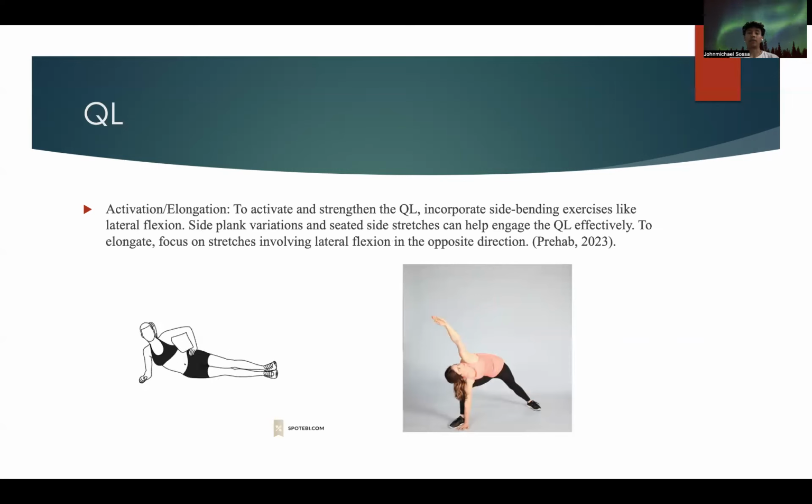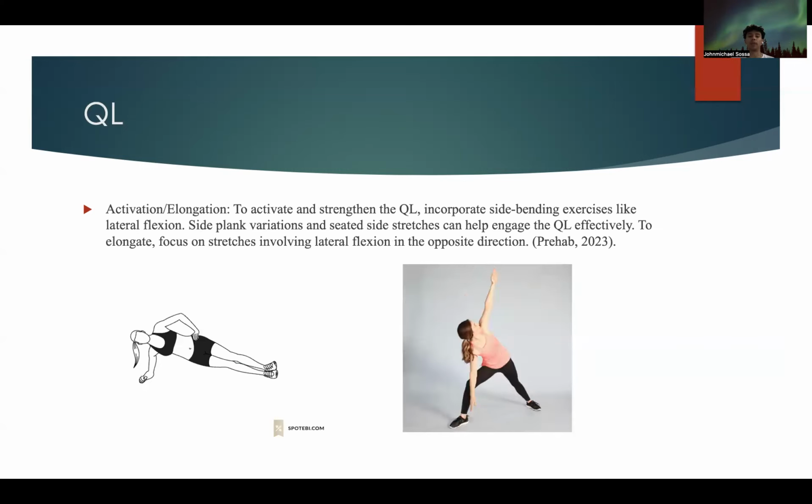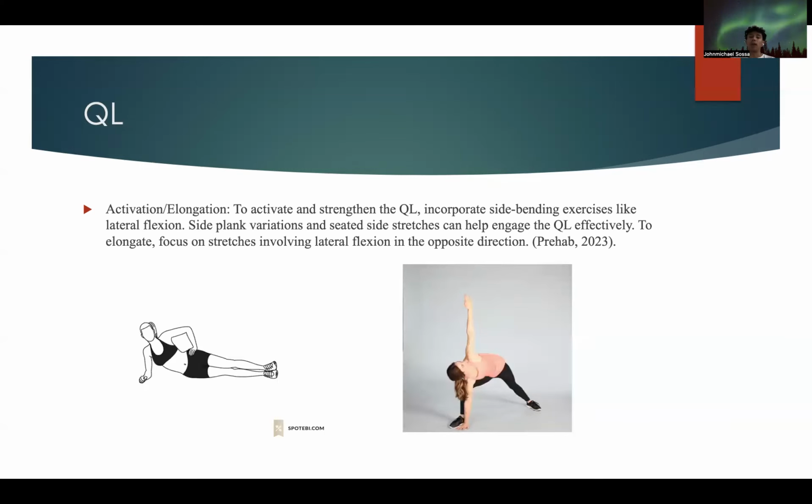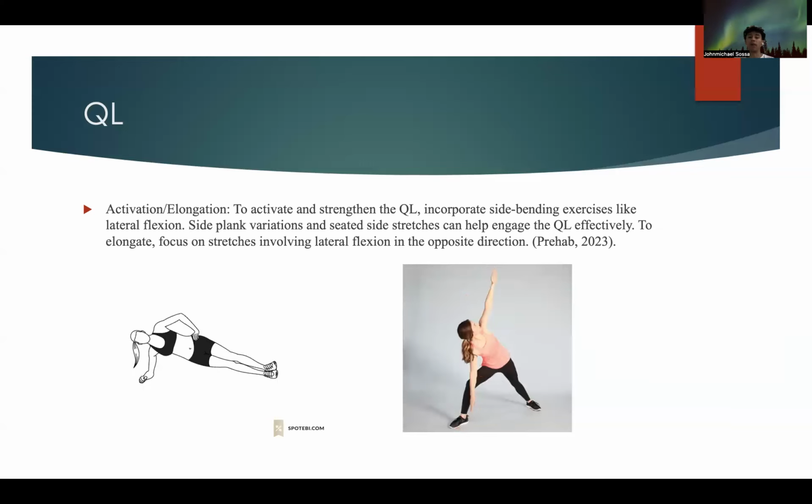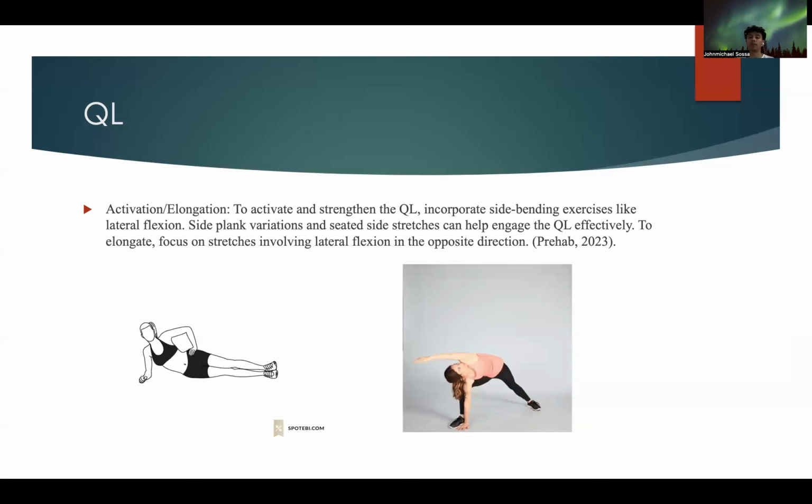Moving on with the activation and elongation section. To activate and strengthen the QL, you want to incorporate side bending exercises like lateral flexion. So side plank variations and seated side stretches can help engage the QL effectively. If you want to elongate, you're going to want to focus on stretches involving lateral flexion in the opposite direction.